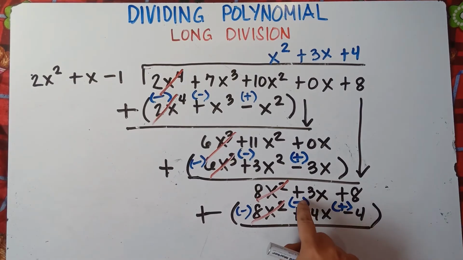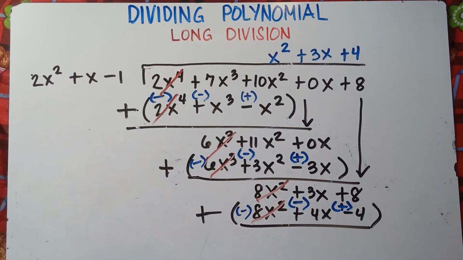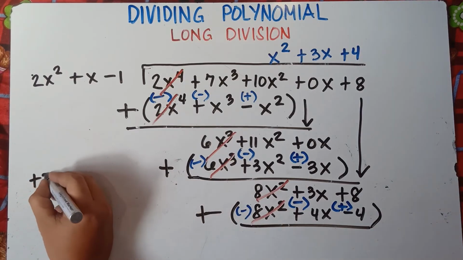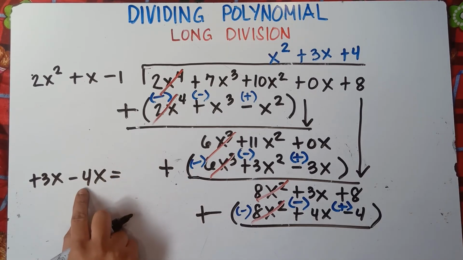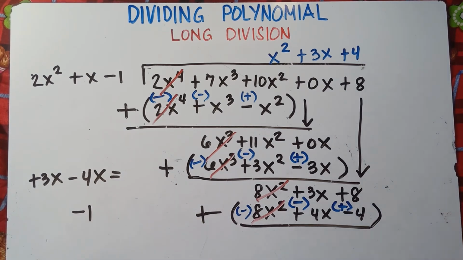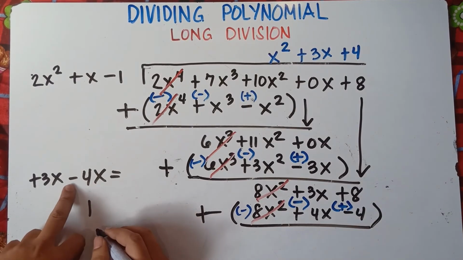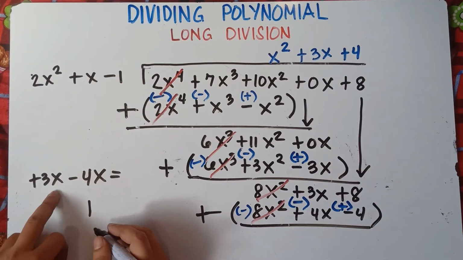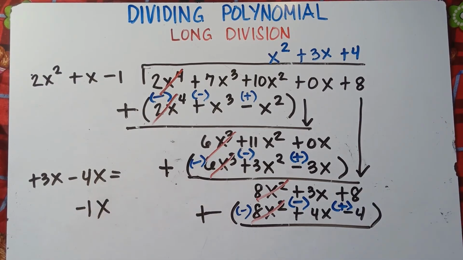And then this one, positive 3x minus 4x. So once again, we have positive and negative. If the signs are not the same, you subtract. 4 minus 3 is 1. Then you copy the sign of the larger number. Copy the sign of 4, class. This is negative 1. And then simply copy x.